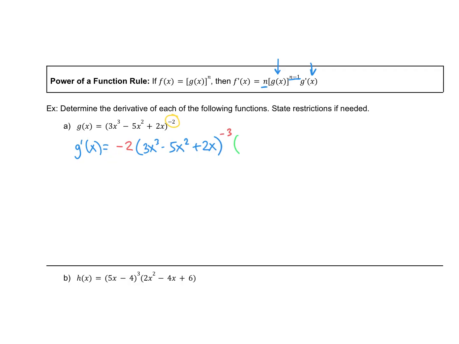Let me take the derivative of it. 9x squared minus 10x plus 2. Okay. Now for this one, I did say I want restrictions if we need them. So I am going to clean this up. I'm going to start off by bringing this part down to the denominator.